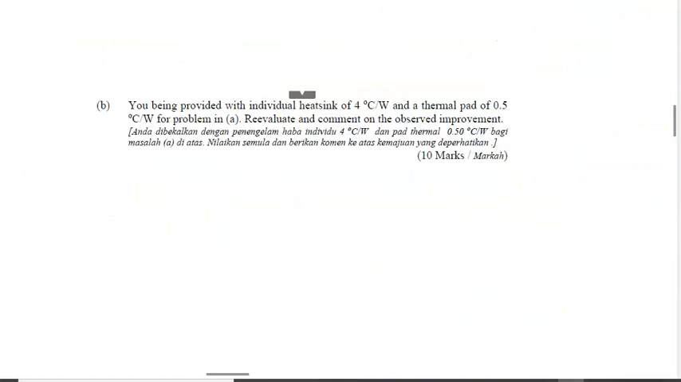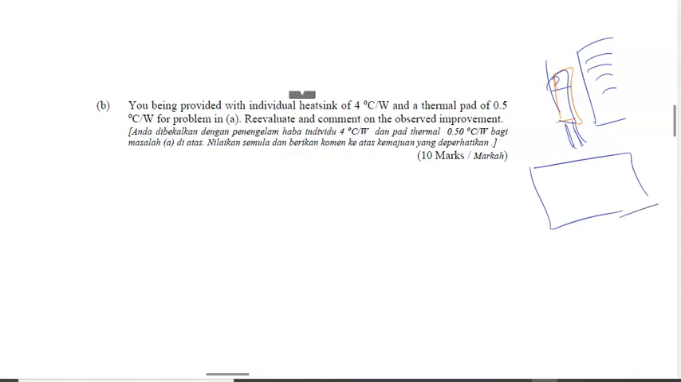Thank you. Then we go to B. So now you are being provided with an individual heatsink. I told you before, if you have a device, individual heatsink means that each of the devices will have their own heatsink. So one device with one heatsink. It's not a common heatsink. Common heatsink means that on one heatsink we put maybe 2 or 3 devices. So this is common heatsink. Meanwhile this is individual heatsink.